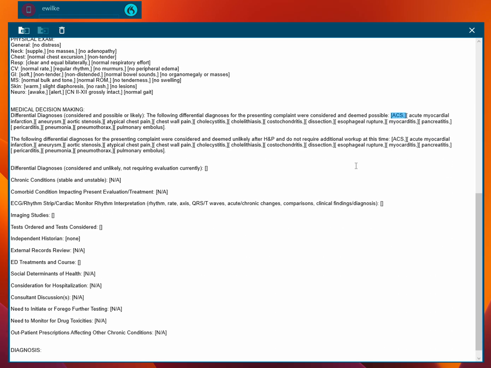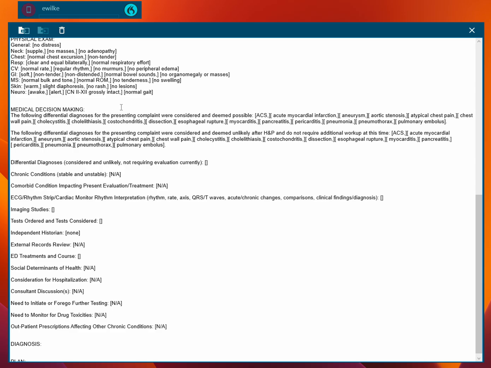Okay, again, this puts in a large amount of items, and I'm going to quickly cycle through by using the forward and back and take out the ones that I don't think are going to be likely. So for example, ACS, yes. Myocardial infarction, yes. Aneurysm, I don't think so. I'm going to take that one out. Aortic stenosis, no. Atypical chest pain, maybe. Chest wall pain, maybe. Cholecystitis, no. Costochondritis or cholelithiasis, no. Costochondritis, no. And I'm just hitting the delete key as I go through this. Dissection, maybe.